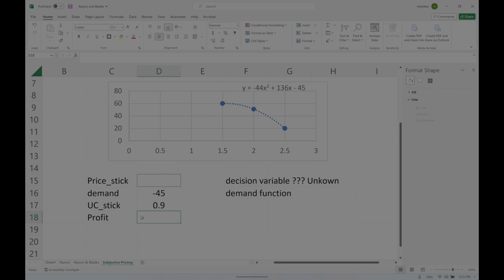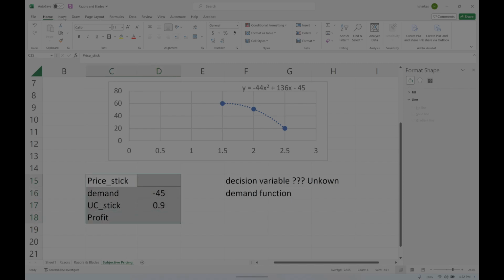The profit is going to be the demand over here times the price that we need the computer to find out, minus the cost. You can see that I didn't name anything right now, but of course you are welcome to name any of these as you wish.